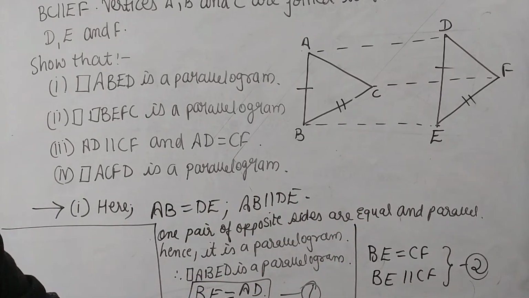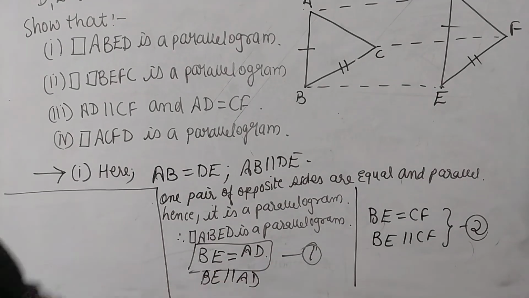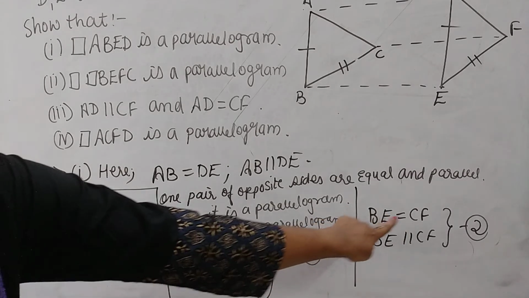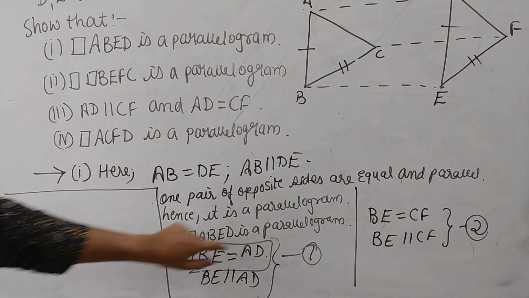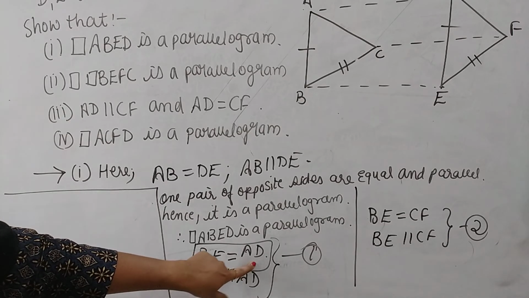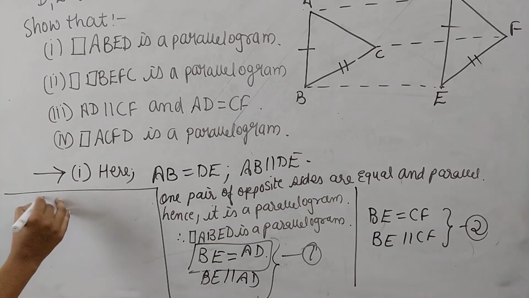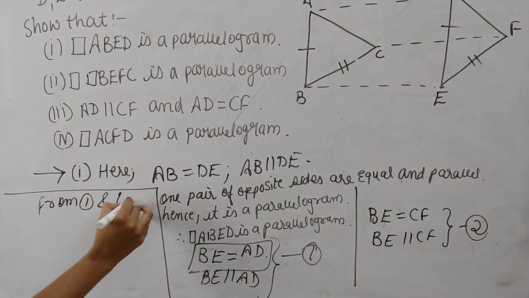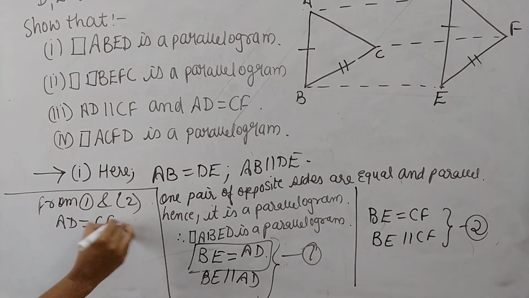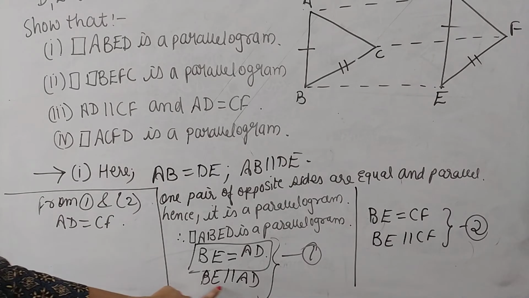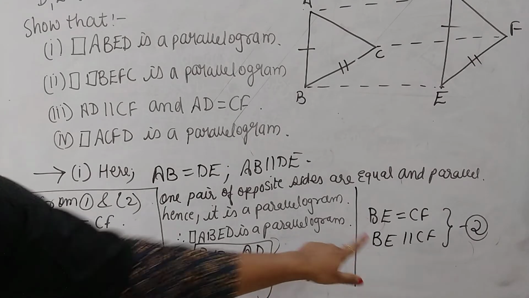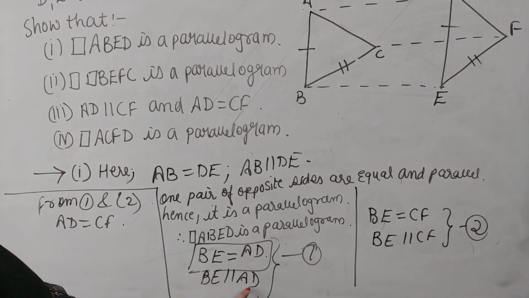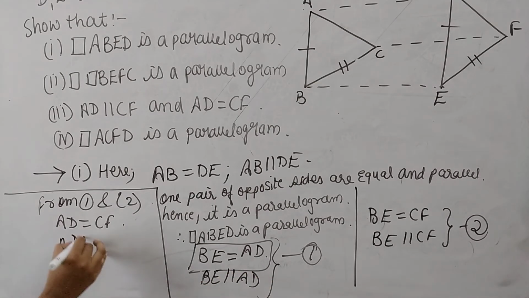Now from this 1 and 2 together, you can see this one part, you can see that second part. BE is equal to AD, BE is equal to CF. When both the sides are being equated to be equal, I can write here that AD is equal to CF. So therefore I'll mention from 1 and 2 my AD is equal to CF, one part. Now again BE is parallel to AD and BE is parallel to CF. So once again BE and BE, by comparing you can see that it is the same. So therefore my AD will be parallel to CF.